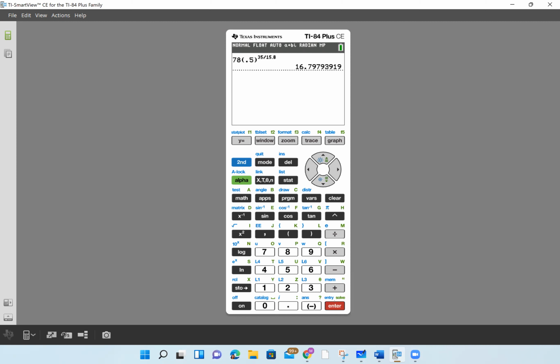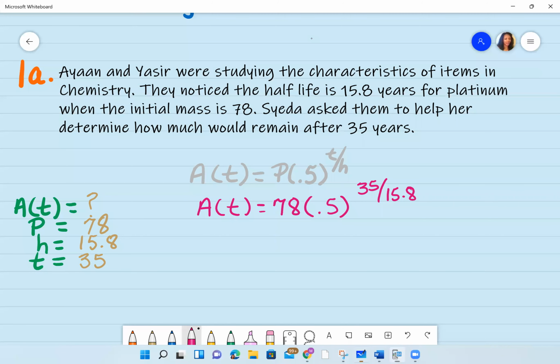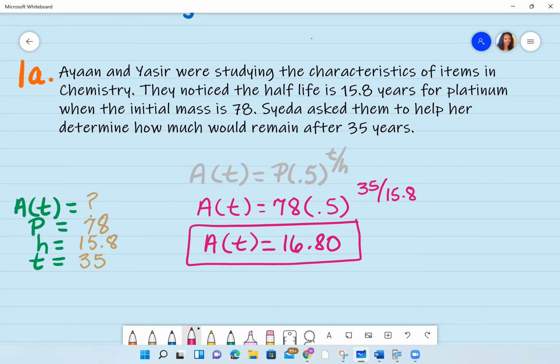So we're going to just round it to the nearest hundredths place. So that 79.7, that 7 is going to make this change. You're going to have to add 1 to it, which in turn will affect this. So it's 16.80. You really could write 16.8, but I'm just going to do 16.80. So for my A of t, my answer is 16.80. Okay, that's all you have to do.